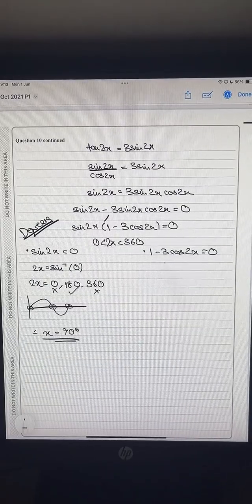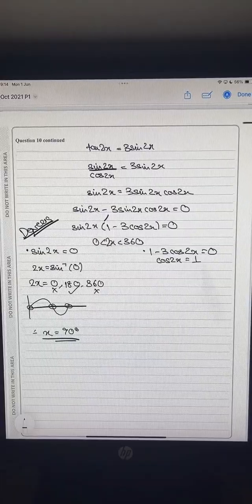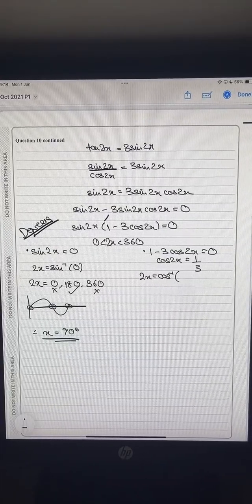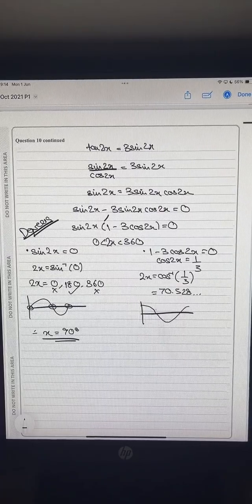Over here, we just rearrange for cos of 2x. So cos of 2x is equal to 1/3. So 2x is inverse cosine of 1/3. And I get 70.528, blah, blah, blah. And if I look at my cosine graph, I can see that there's another solution at 360 minus that.